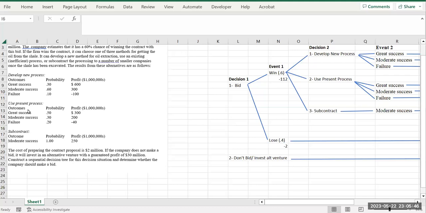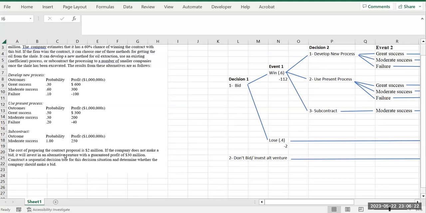If the company uses the present process, there's a 50% chance of success, 30% chance of moderate success, and 20% chance of failure. And if the company subcontracts the project, there's a 100% chance that they make a moderate profit with $250 million in profit. Moderate success and $250 million profit. There is a cost of $2 million.